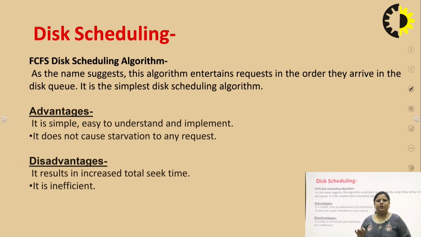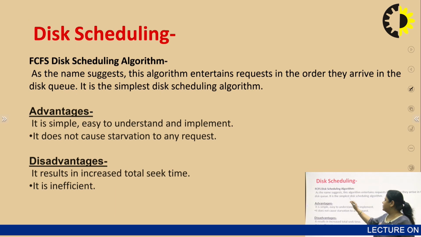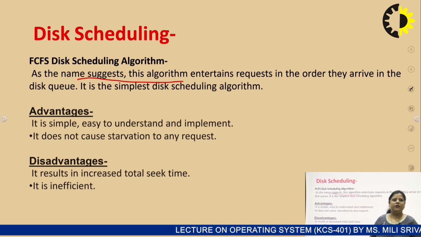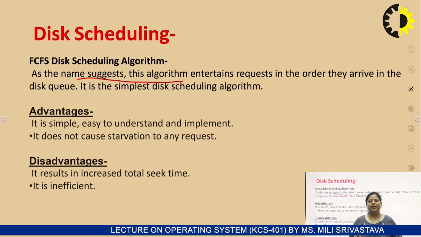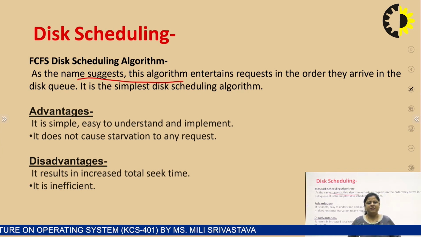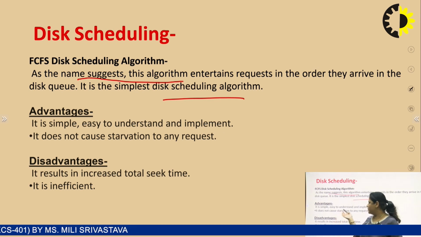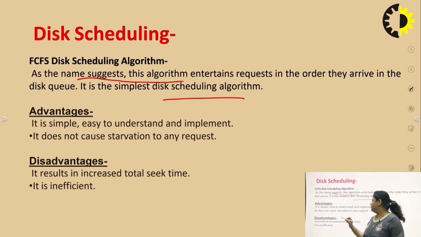Now there are some scheduling algorithms, such as disk scheduling algorithms. First is the first come first serve disk scheduling algorithm. As the name suggests, this algorithm serves requests in the order they arrive in the disk queue. It is the simplest disk scheduling algorithm. Its advantages are that it is simple, easy to understand and easy to implement.